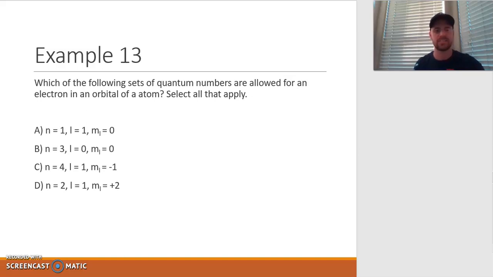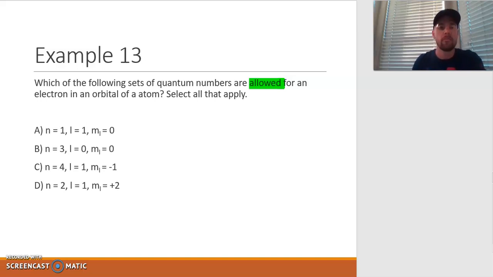Example 13. Last example here. Which of the following sets of quantum numbers are allowed for an electron in an orbital of an atom? Select all that apply. So I've given you 4 sets of quantum numbers. Remember, every electron has its own 4 quantum numbers. So we're just going through and seeing which ones are allowed, which ones are valid. So here's how I solve this one. What I do is I look at my n values. We have n equals 1, 3, 4, and 2.